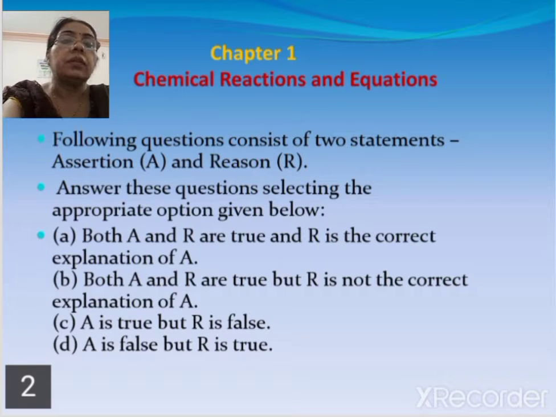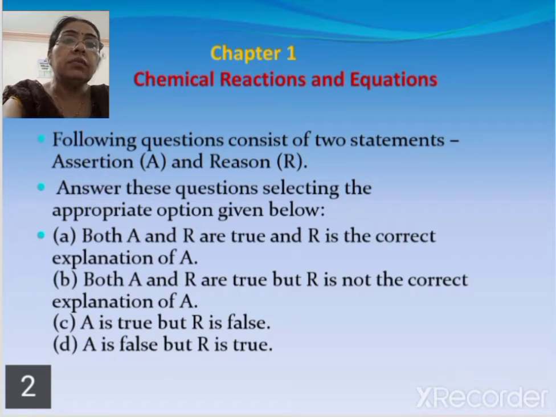A. The second possibility is that assertion and reason both are true, but whatever R is given there is not the correct explanation of the assertion. Then we will choose B. The third possibility is that A is true, but R is false. Then we will choose C. The fourth option is that A is false, but R is true. Then we will choose D.